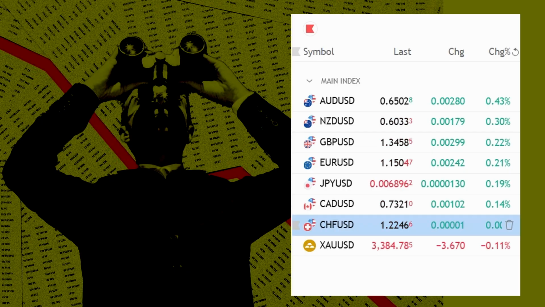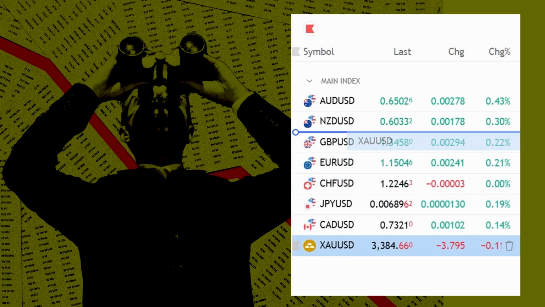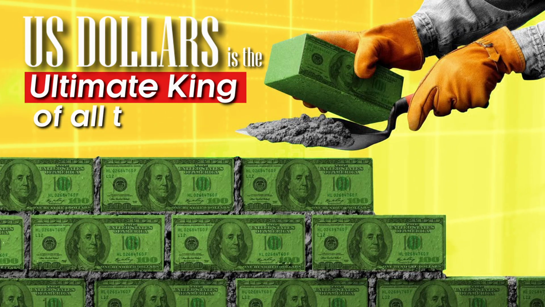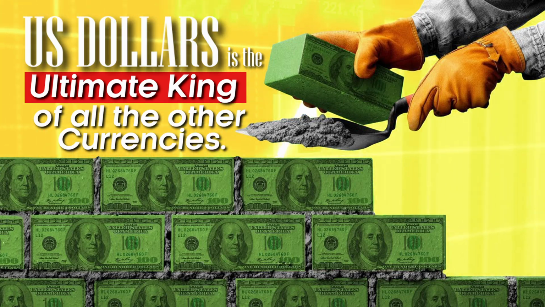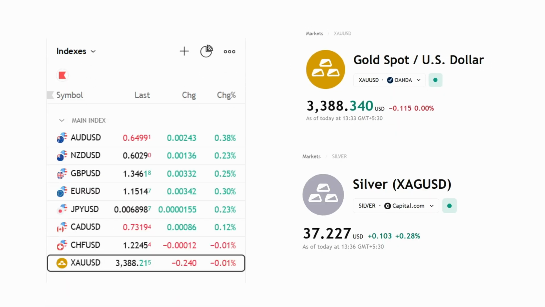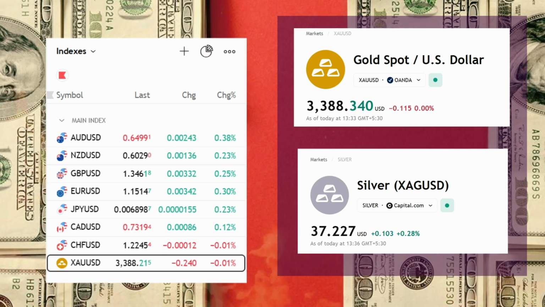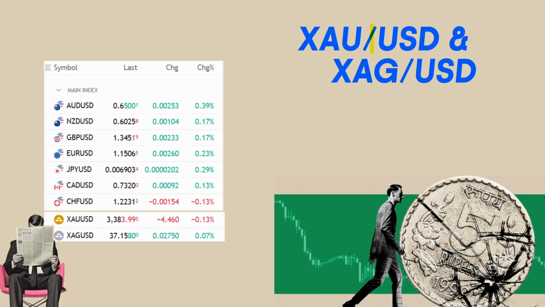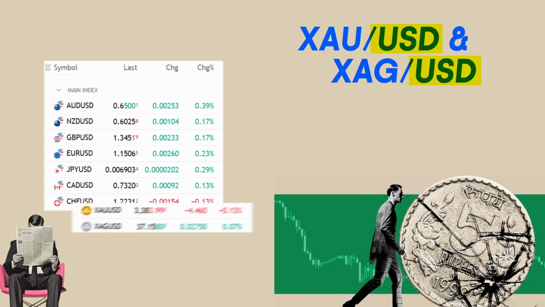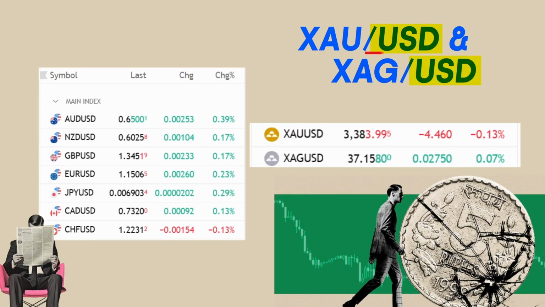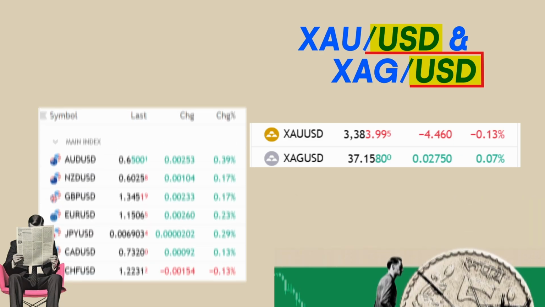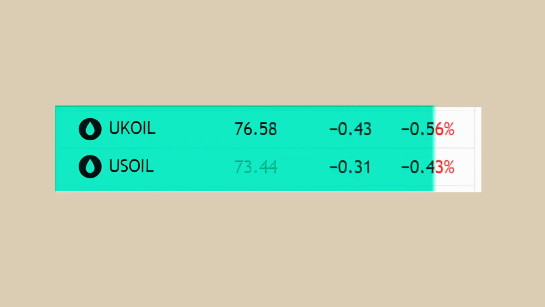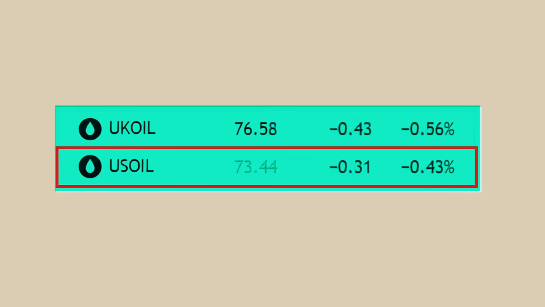So whenever you are adding any currency pair into your watch list, get this thing straight into your mind that US dollar is the ultimate king of all the other currencies. For example, let's say you are adding gold or silver into your watch list. Here, you will get gold or silver backed by other currencies as well, but you need to select USD every time. Whether you want to trade gold or silver, it should be with US dollars only. Even if you are trading oil, you will still get two options here, US oil or UK oil. And here also you will have to select US oil.